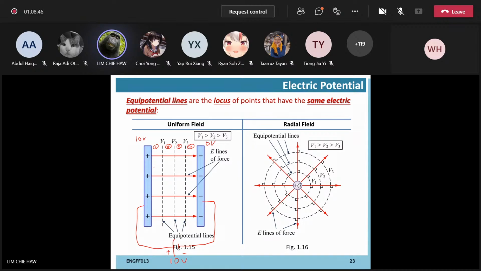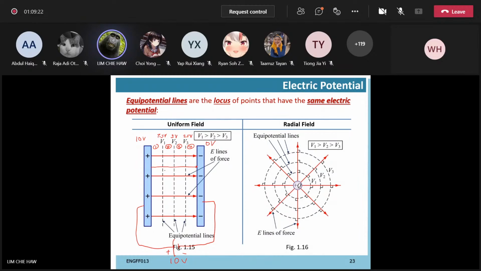Therefore, if you move from left towards right, you will experience a reduction in the potential. At the positive plate itself it is 10 volts, but when you move to V1, it reduces to 7.5 volts. If you move to V2, it reduces to 5 volts, to V3, it reduces to 2.5 volts, and of course, when you reach the negative plate, you get 0 volts.